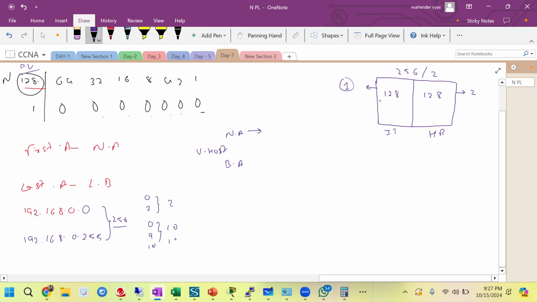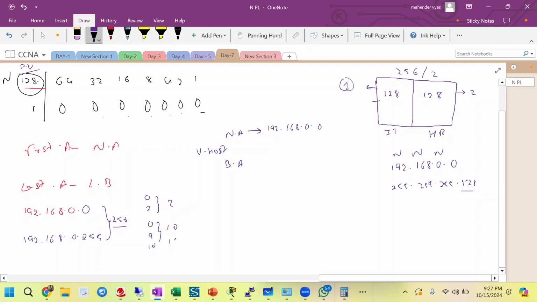Now for the IT network, what would be the network address? Let's see, 192.168.0. This is my network bit, network bit, network bit. 255.255.255.128. This is my host bit now. So if I take a 0, then the first address anyhow would be 0, right? So I will write a network address 192.168.0.0, but the broadcast address will change.